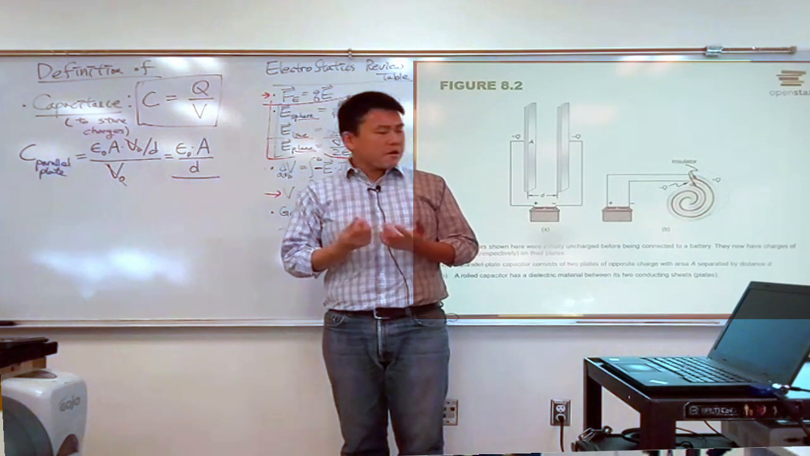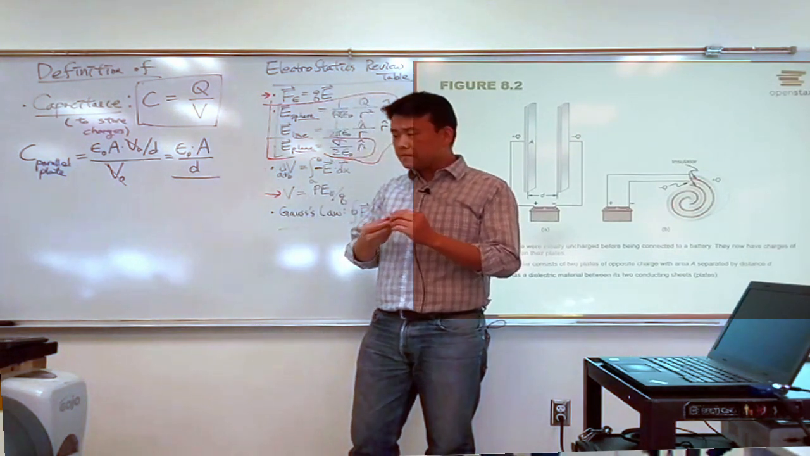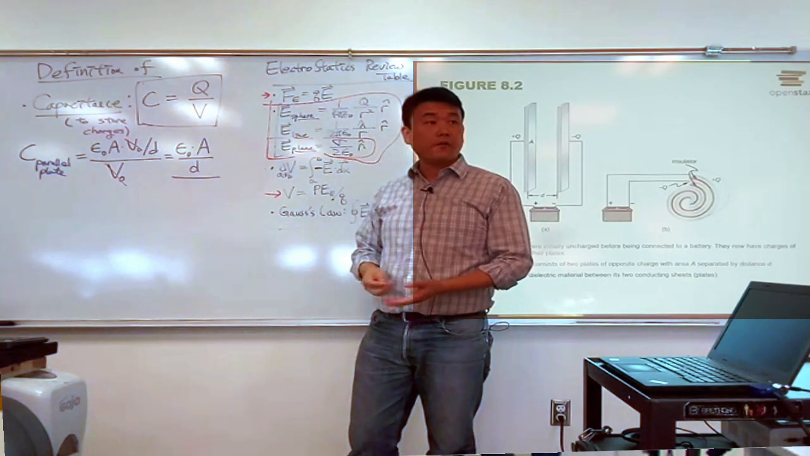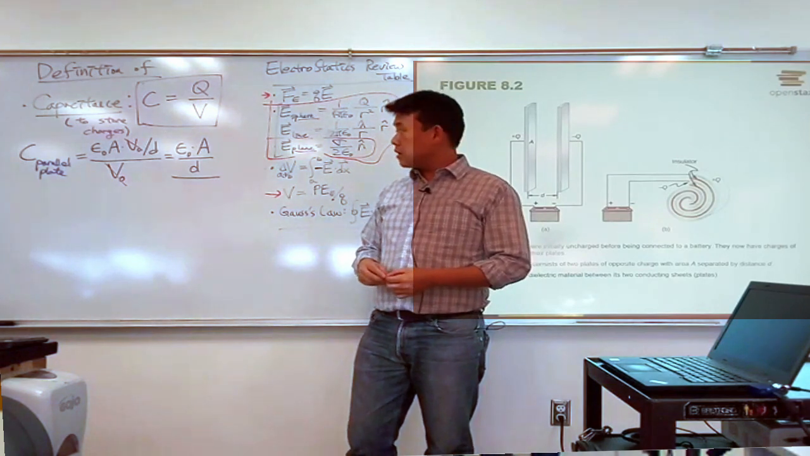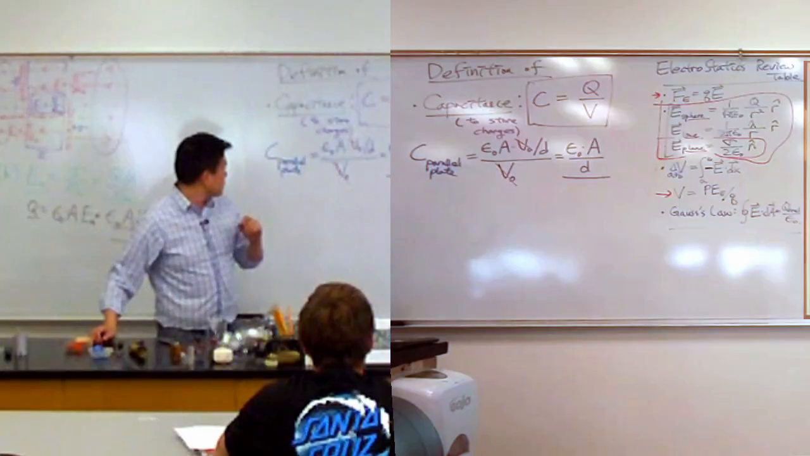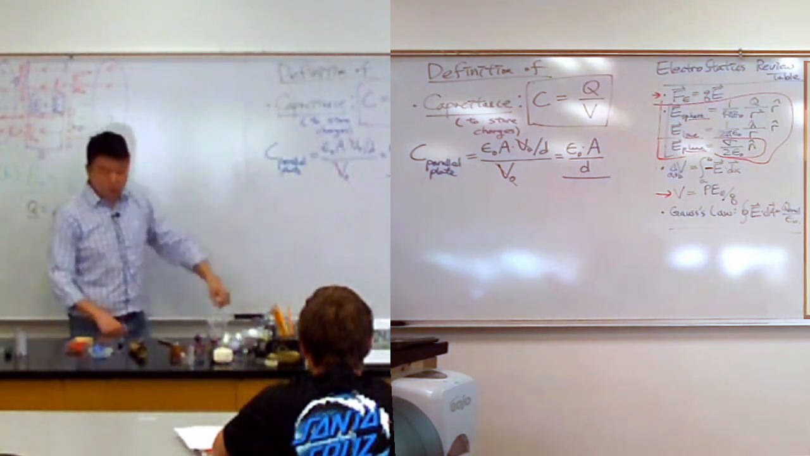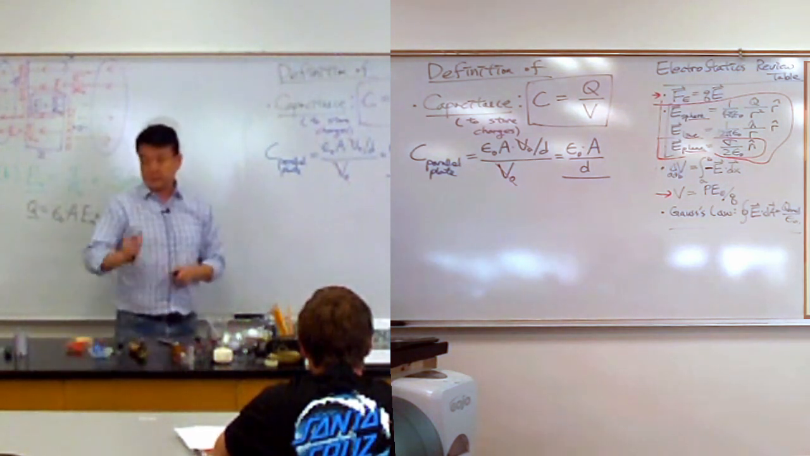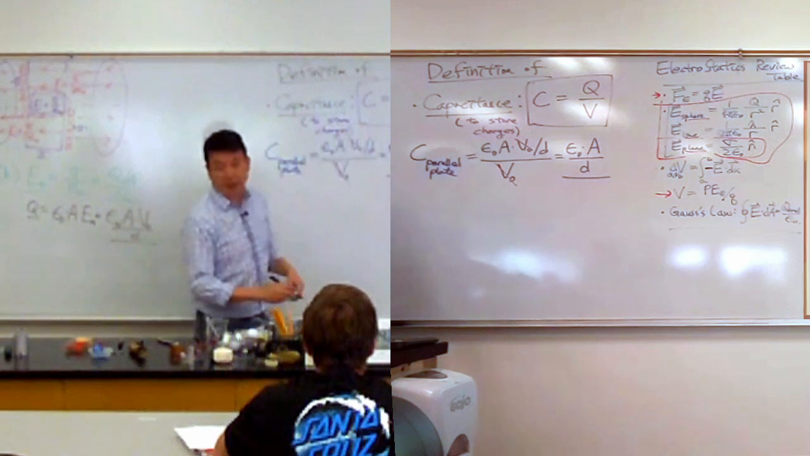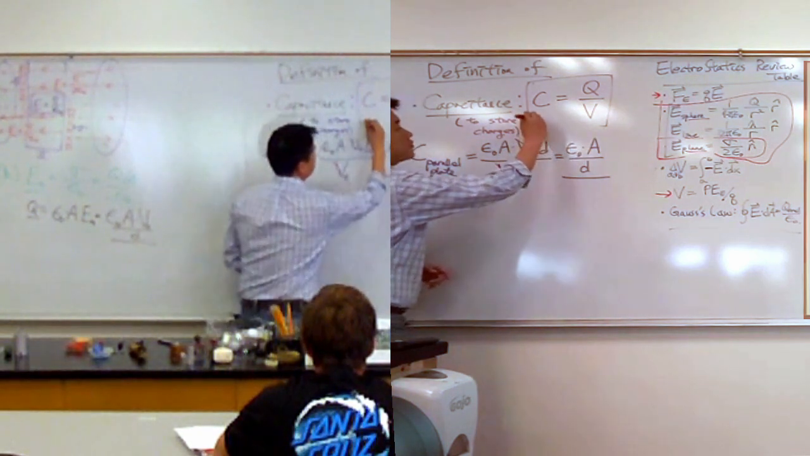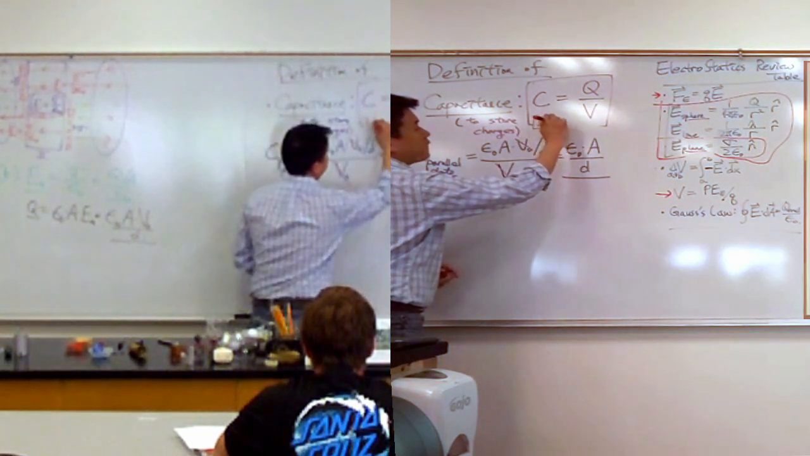I want you to have some sense of scale for capacitance, so I want to plug in some numbers. Let me first start by giving you the unit of capacitance. The unit of capacitance is the farad. So here in the definition of capacitance, what the left-hand side should be is 1 farad.